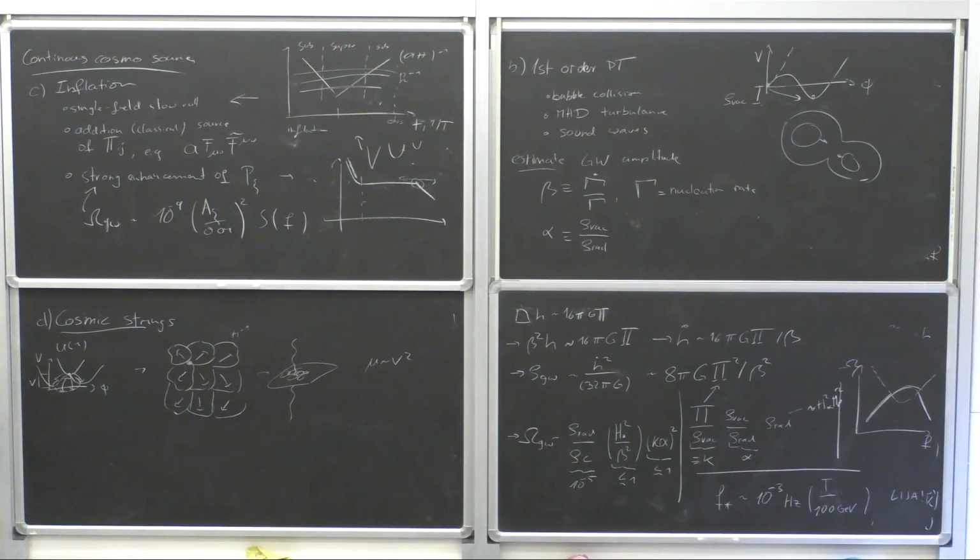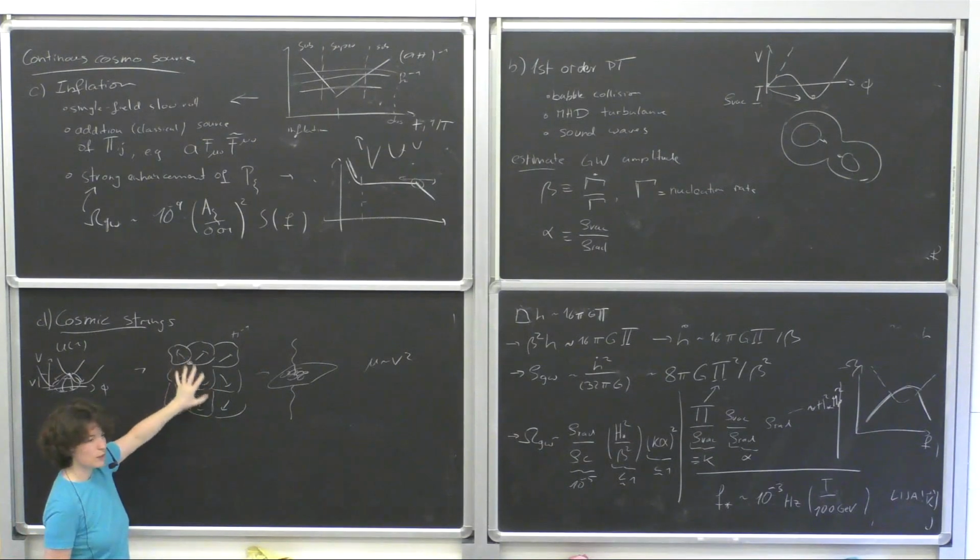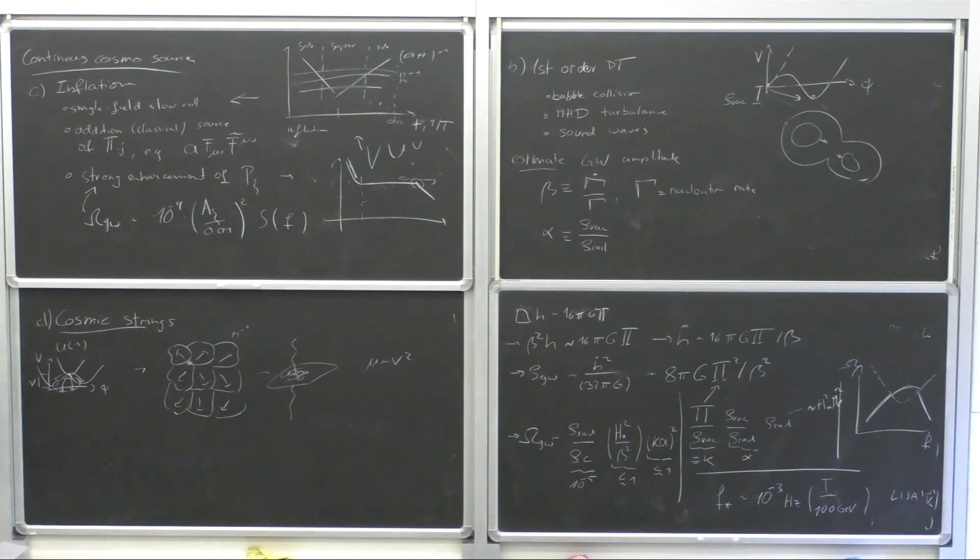Now we say we have our strings. We expect to get them every once in a while, so roughly one per Hubble volume, maybe a bit less. And now as time evolves, these networks will evolve. So, the evolution of the cosmic string network.